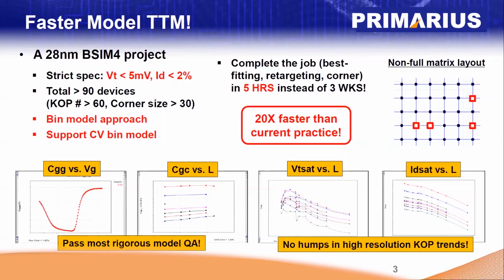In this particular case, traditional manual tuning needs at least 3 weeks to finish. With SDEP, it's down to only 5 hours to complete best fitting, retargeting, and corner. That's at least 20 times faster than the current practice.